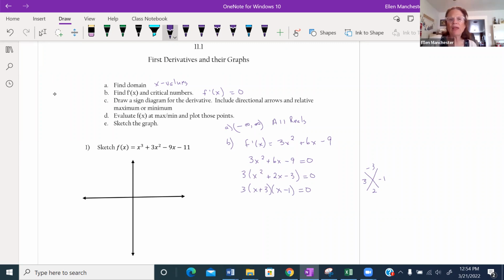Okay. So now I can solve for my x values. So 3 is just 3. X plus 3 equals 0, so x is going to equal -3. And then x minus 1 equals 0, so x is going to equal 1. These are my critical points.